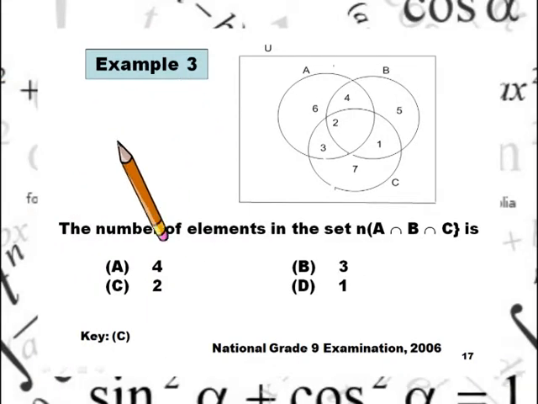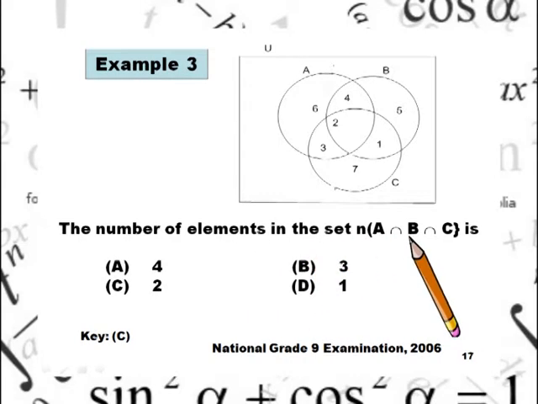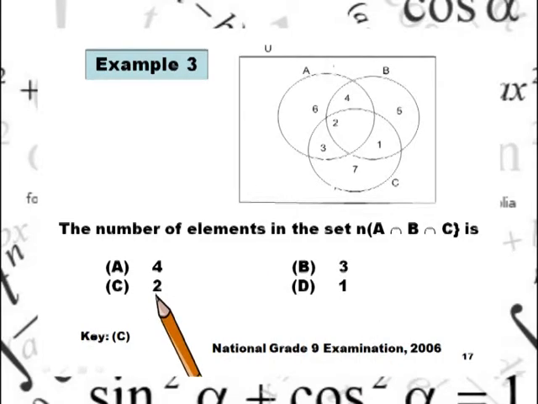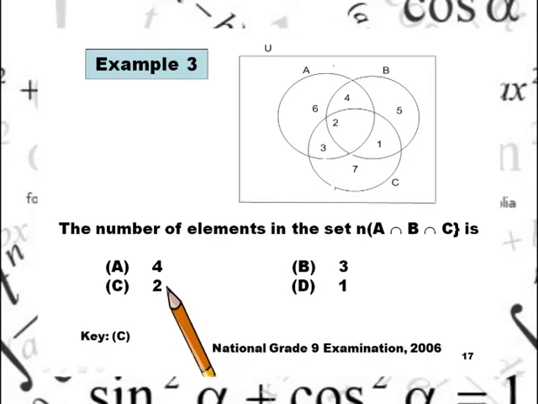Example 3. The number of elements in the set A intersect B intersect C is: A, 4; B, 3; C, 2; D, 1. National Grade 9 Examinations 2006. Answer: C, 2.